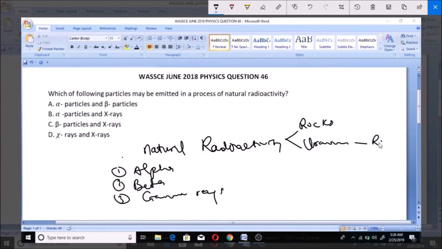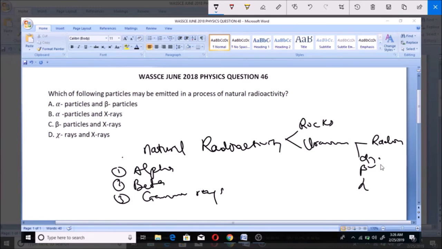Now, the alpha particles and the beta particles are trapped inside the rock, whereas the gamma ray escapes, because it's very light. So that's what actually happens. From these options, you can see that the option that has the alpha and beta particles is option A. There's nothing like X-ray here. So X-ray makes this one invalid, and as well here. So this is gamma rays.